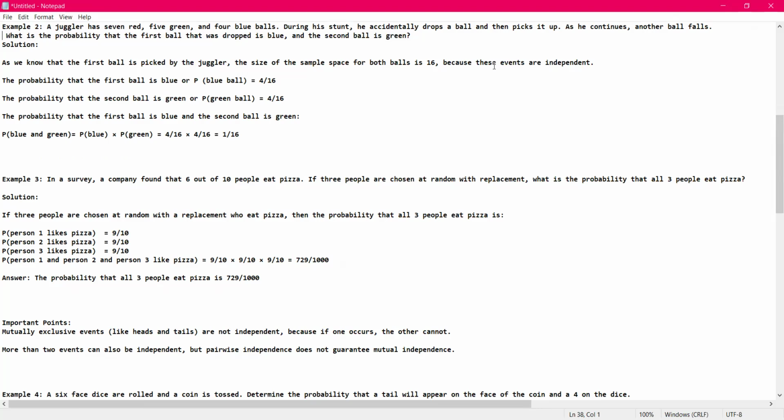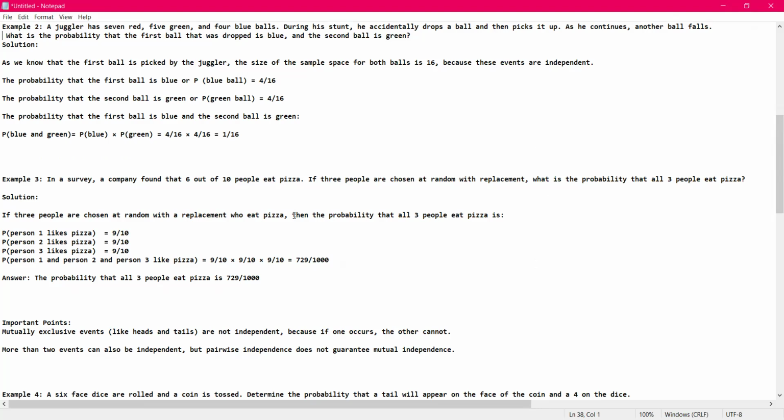So the probability that the first ball is blue is 4 by 16, into the next one. The probability that the second ball is green is also 4 by 16. Totally it is 1 by 16. So this is the final answer.